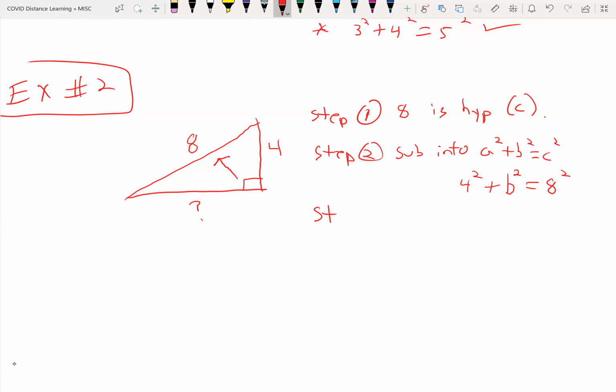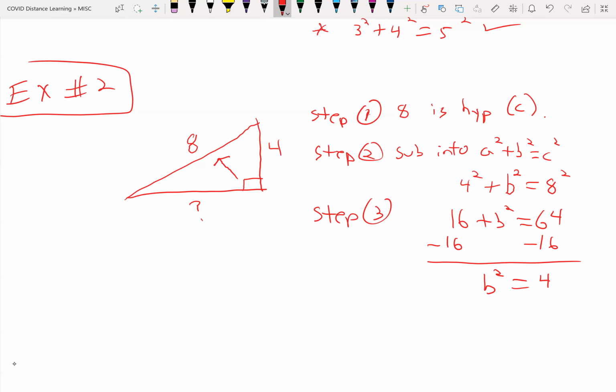Step 3, we'll solve. I need to square 4. Anybody? 16. B is what I'm seeking. I need to square 8. 64. Thank you. I'm solving for B squared. Tristasia, I want to get B by itself. What should I do next? Genius. Is everybody okay with subtracting 16 on both sides? Yep. Okay. Left-hand side, Ava? Is everybody okay with that? 64 minus 16 is 48.